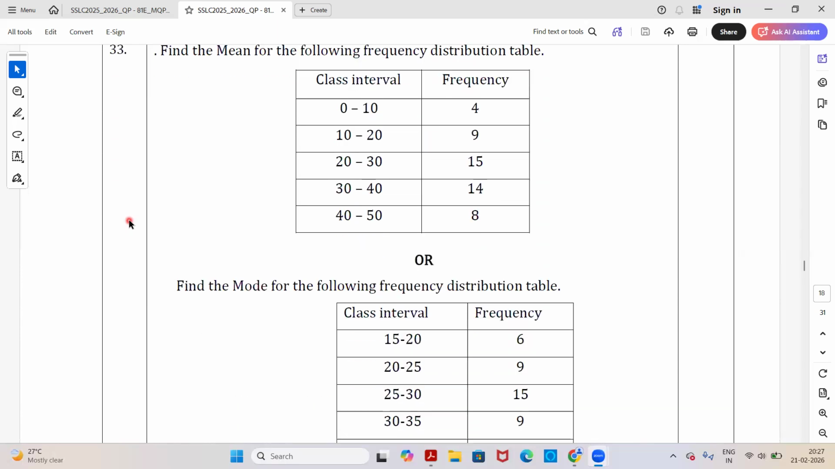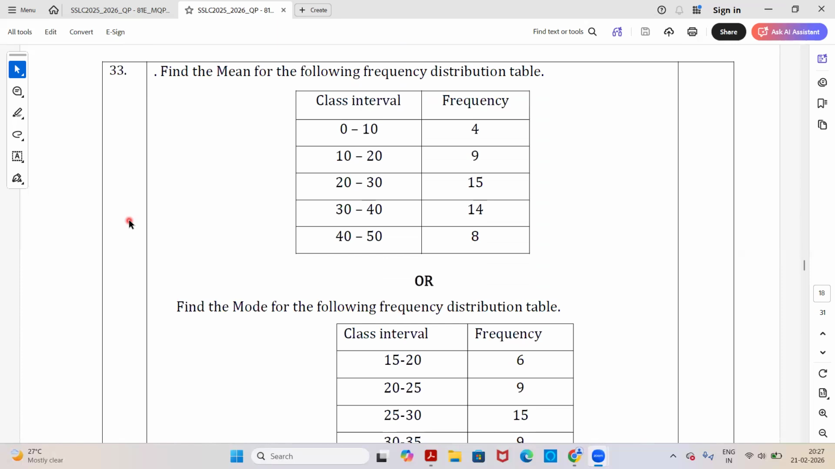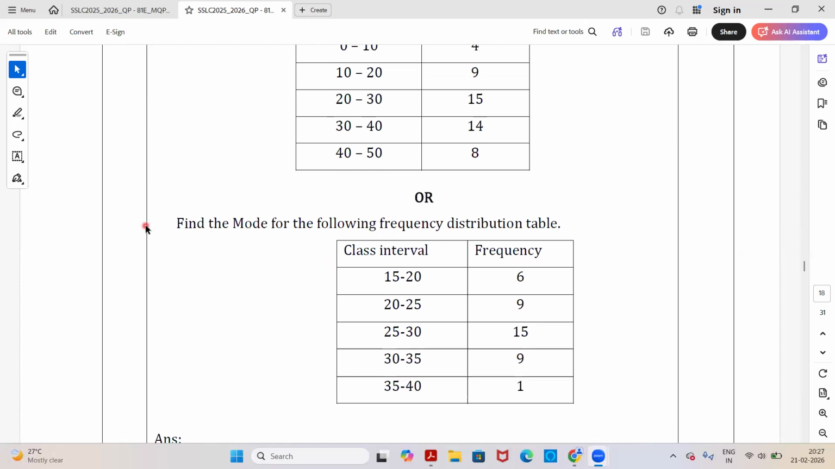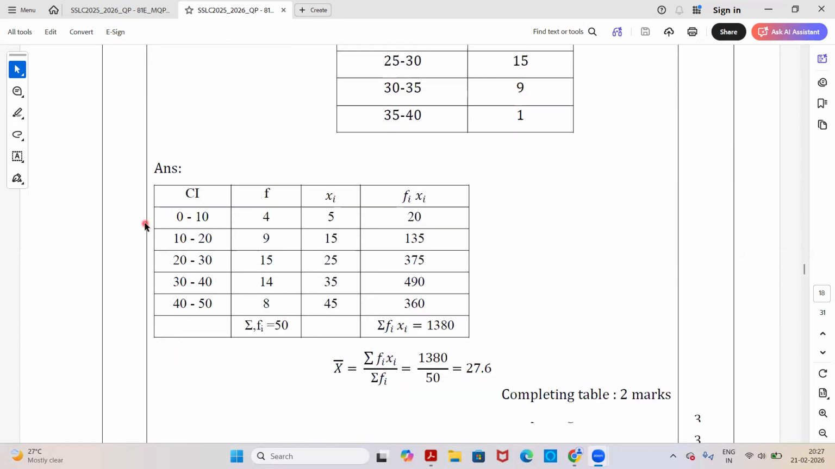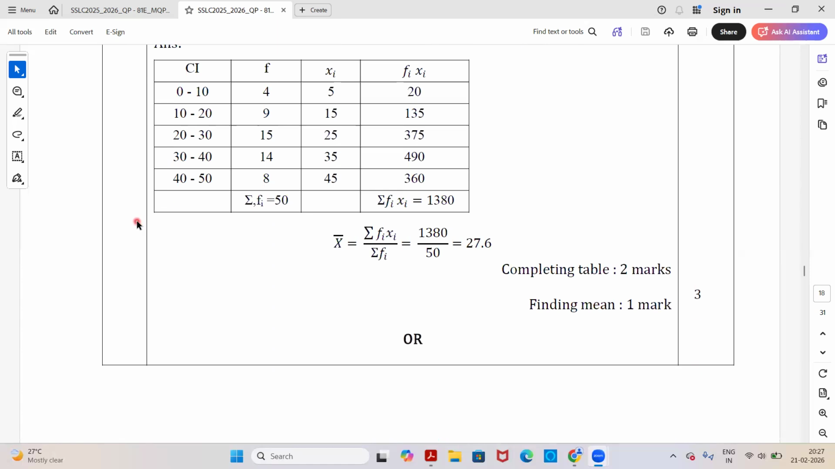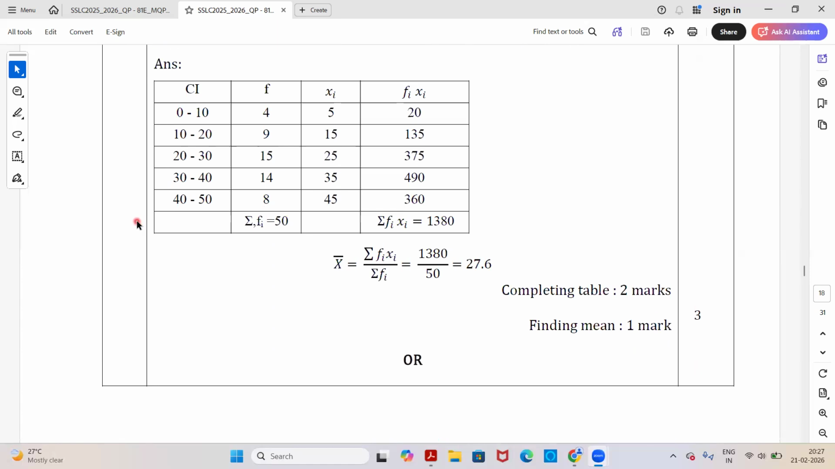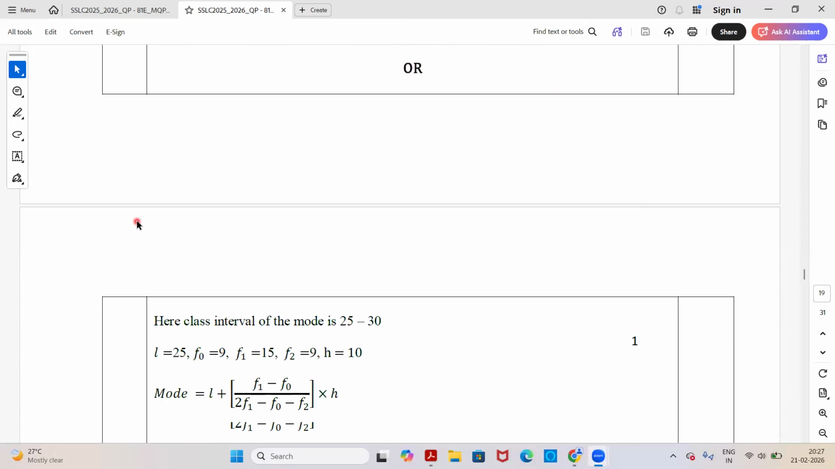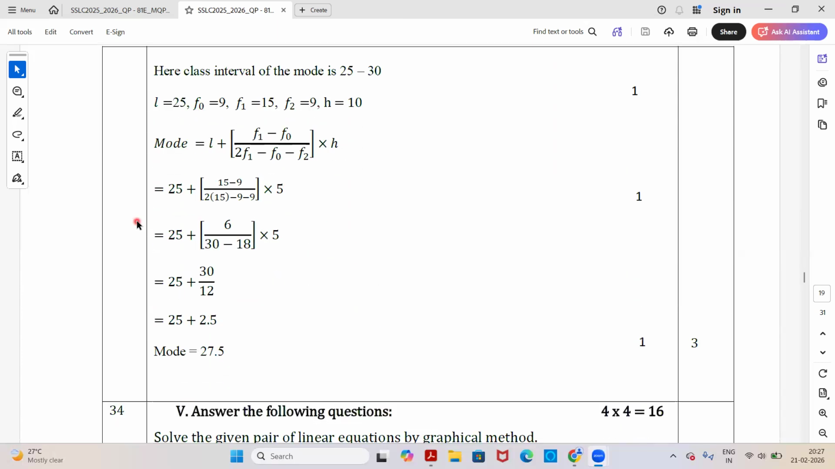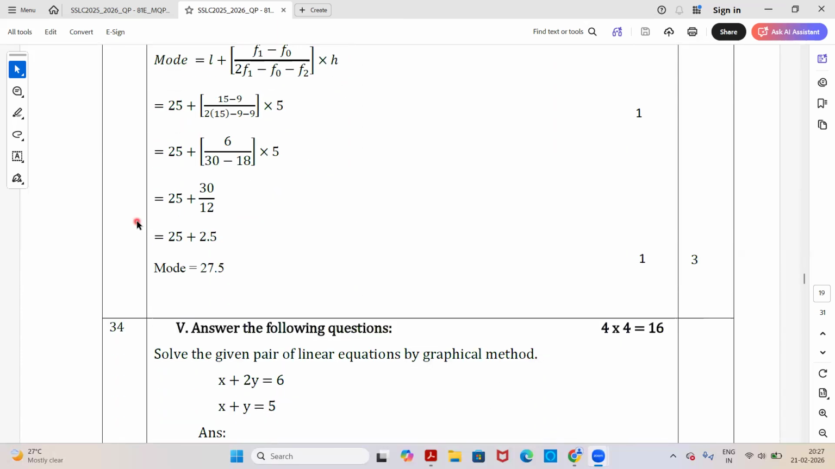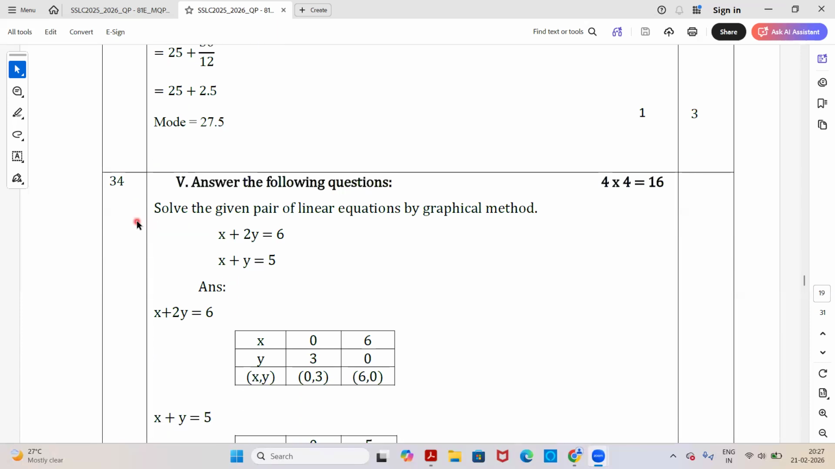33rd question, again you have two questions here. Find the mean, find the mode. Both of its answers are given here. First one for mean and the second is for mode. Okay. Then comes your 4-mark questions from here.